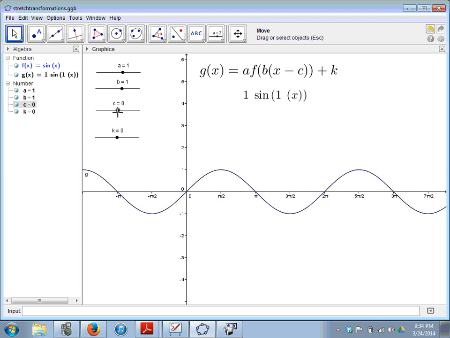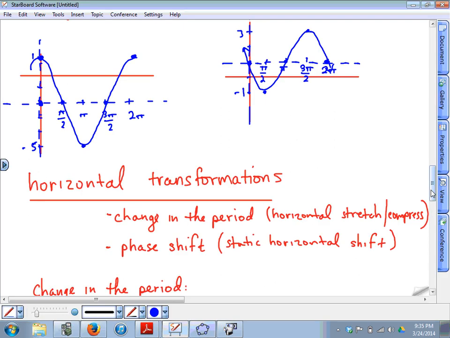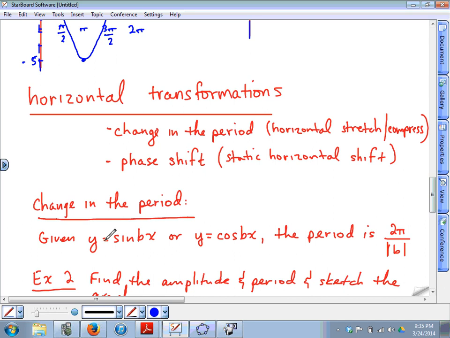So those are two types of transformations we need to take a look at right now, the horizontal transformations. So first, a change in the period. So given y equals the sine of b times x, or y equals the cosine of b times x, you can find the period algebraically by using this formula, 2 pi divided by the absolute value of b. This is something that you will absolutely need to remember, this formula. It won't be given to you on the test, you're just going to have to know it.